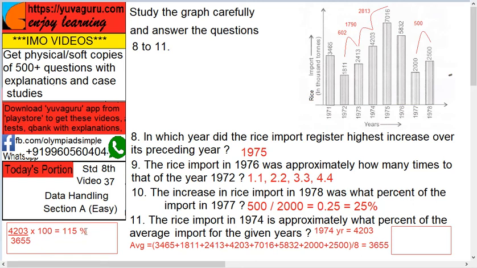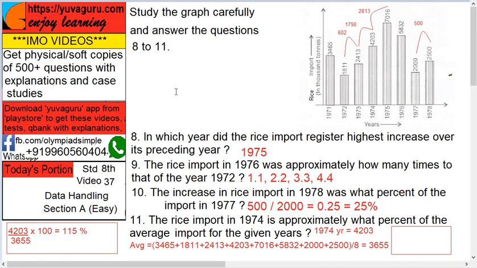What is the import for 1974? That is 4203, right? What is the average? See here, total all this divided by 8, you get 3655. You will have to do it yourself, personally. So what we want is the percentage of 4203 in terms of 3655. So 4203 upon 3655 into 100 equals, this you will have to do by thumb rule.